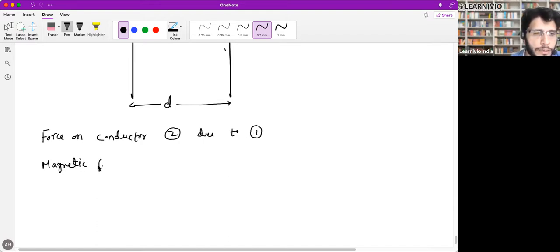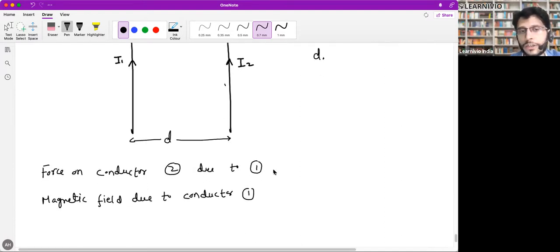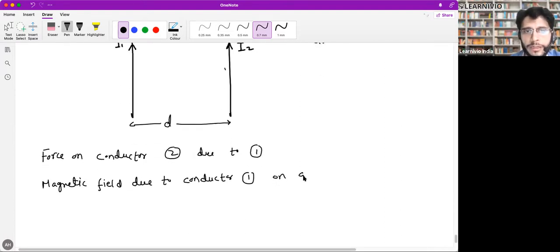So magnetic field due to conductor, at a point on conductor.